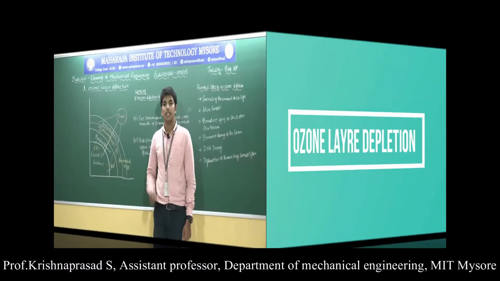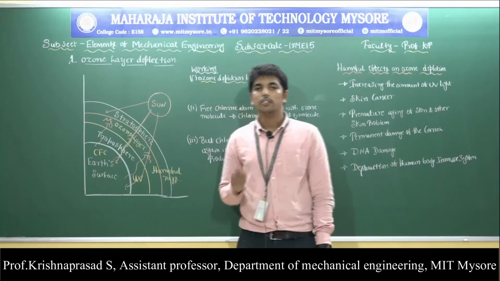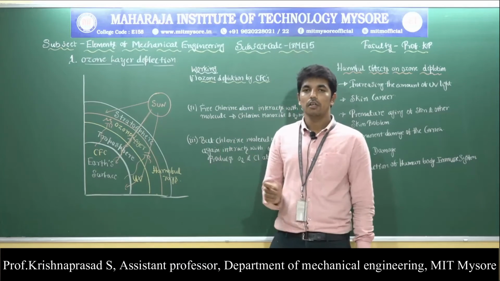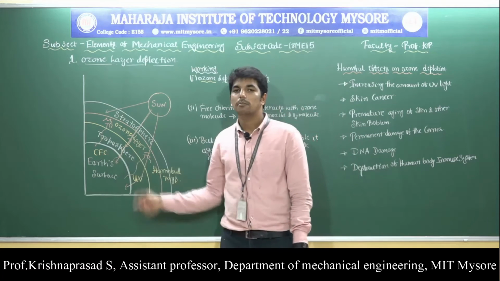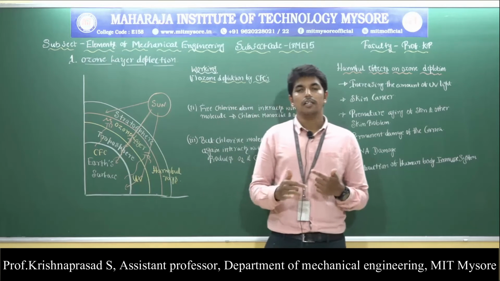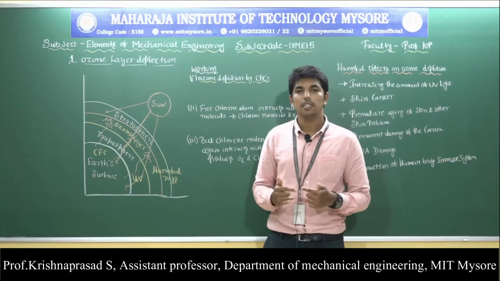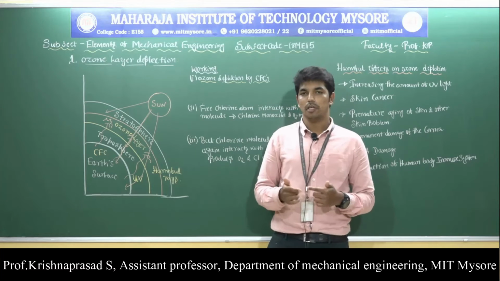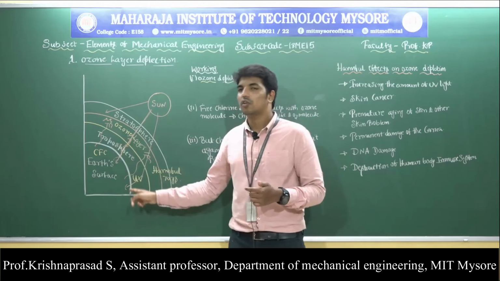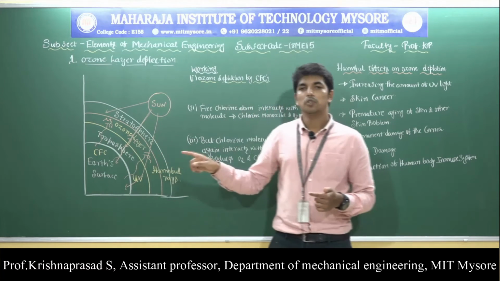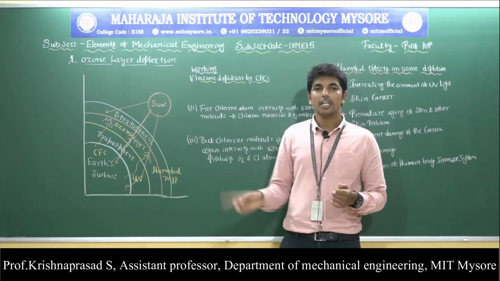The next topic in module 1 is called ozone layer depletion. We all know that Earth's surface is completely surrounded by various layers, called the troposphere, stratosphere, lithosphere and the biosphere. The Earth's surface is initially surrounded by the troposphere, and the troposphere is completely surrounded by the stratosphere.